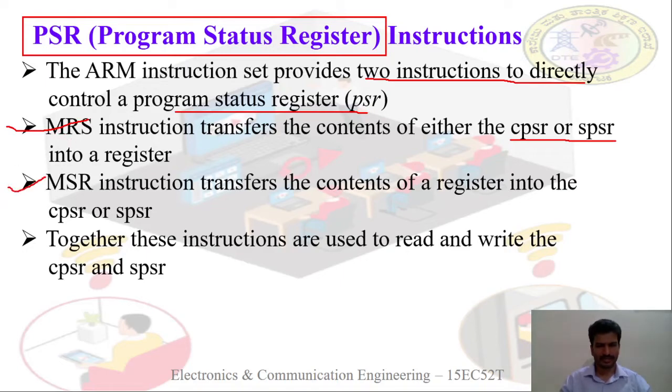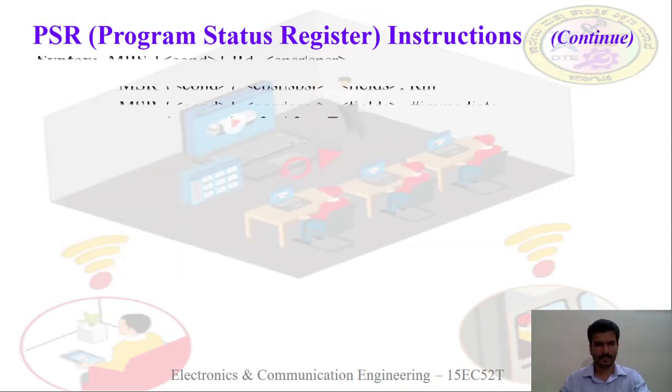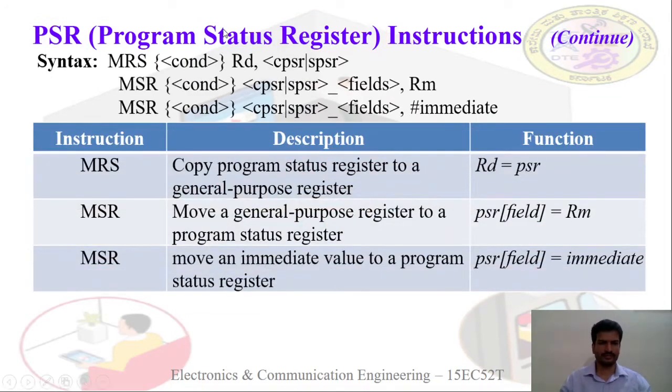The MRS instruction transfers the content of either CPSR or SPSR into a register, whereas the MSR instruction transfers the content of a register into the CPSR or SPSR. Together these instructions are used to read and write the CPSR and SPSR. This is the syntax of the program status register instructions. As I told already, we have two instructions, MRS and MSR. The condition is optional, so MRS or MSR is also conditionally executed.